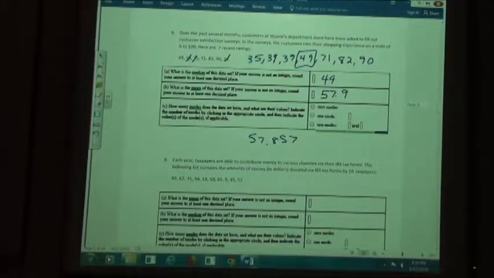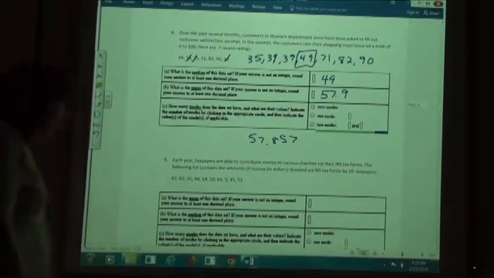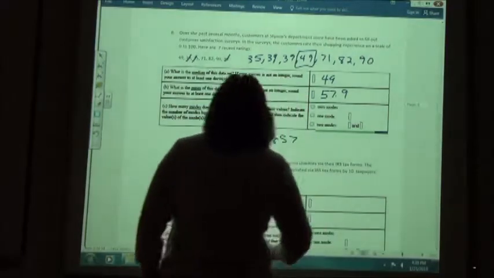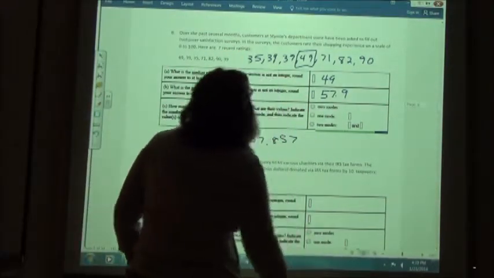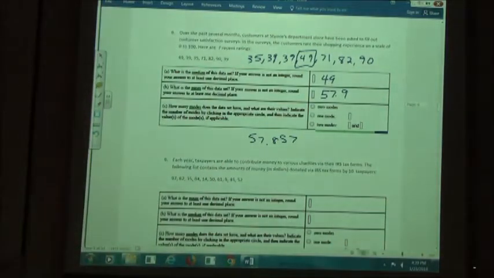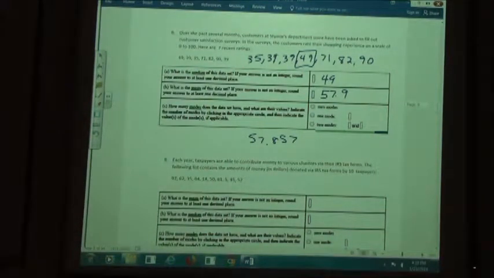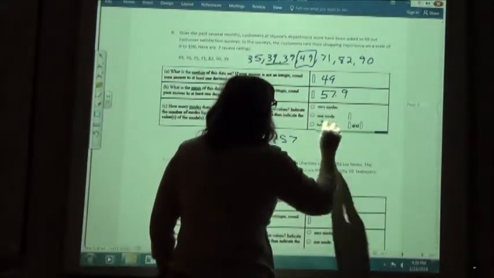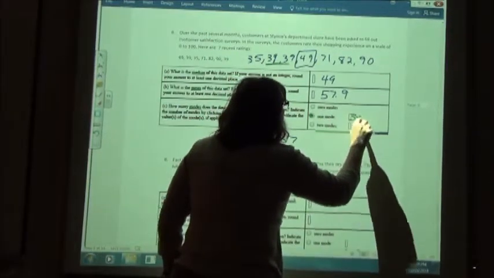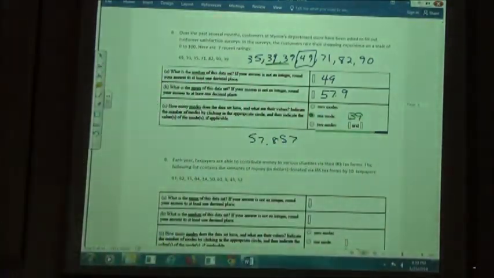All right, mode. What values occur the most on my list? Do I have more than one mode? No, it looks like I just have one mode, right? 39 occurs twice, everything else only occurs once. So the 39 is my only mode. I have one mode, it's a 39.